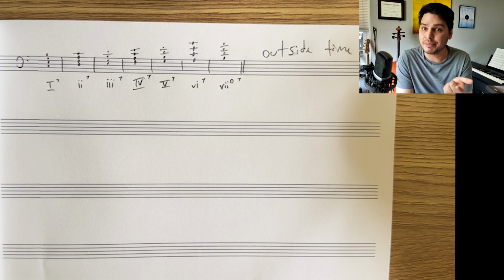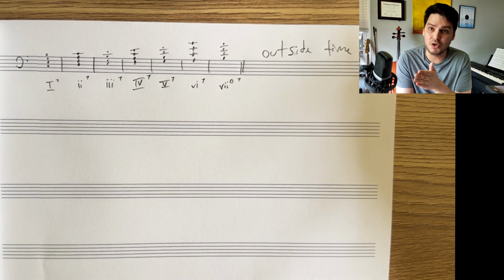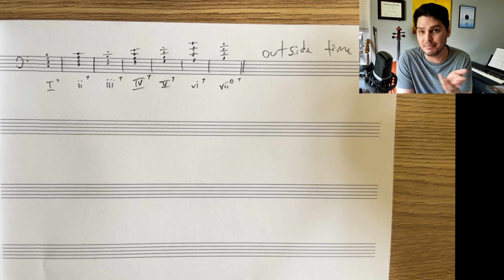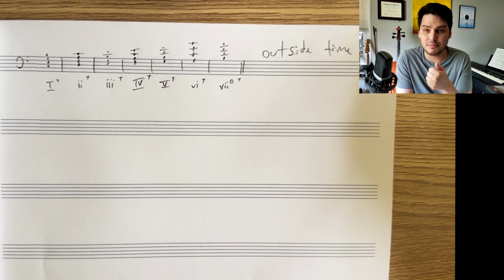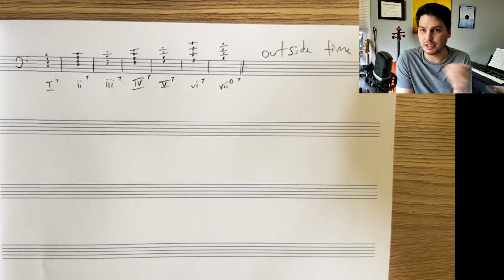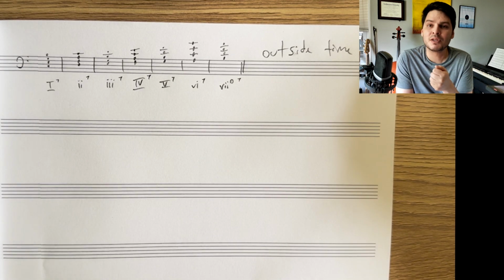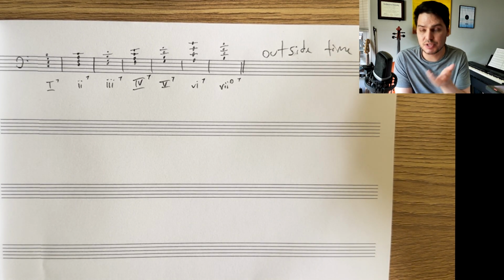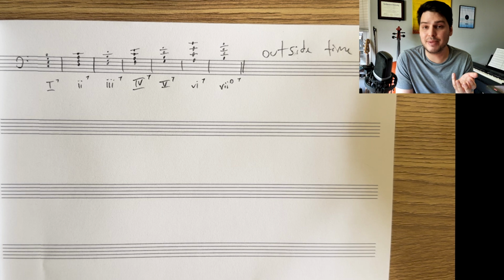Or you could have modal mixture where you borrow from a parallel mode. Now, usually in Western classical music, this happens between major and minor, but it can really be between any modes. If you mix them, like you could mix Ionian with Phrygian or Lydian with Locrian or whatever, right? So that would be modal mixture. That would be a way to access chords and tones which are outside of the original 7-note scale that you started with. That would be a way to add chromaticism.